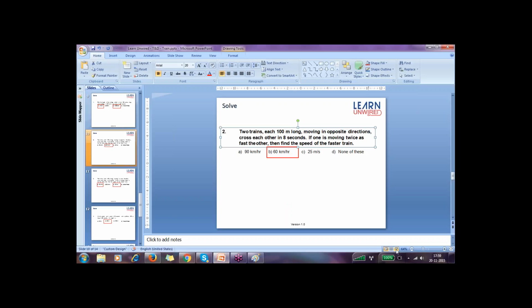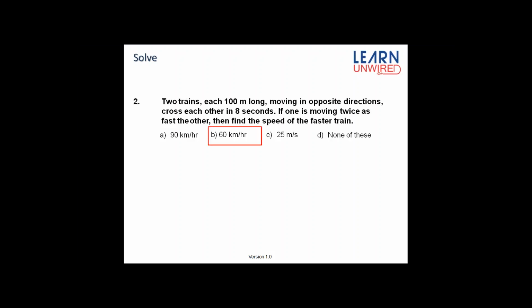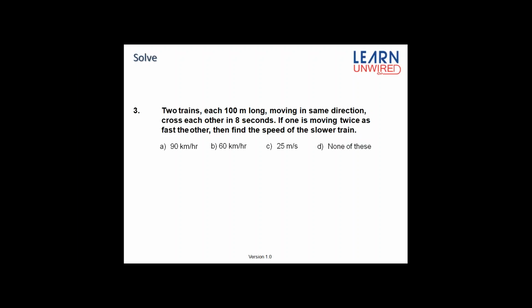So here if you see, the answer is 60 kilometers per hour. I would like you all to do this problem. This is similar to the previous problem. Only the change is that both the trains are moving in the same direction and we have to find the speed of the slower train. Okay, I give you 2 minutes. Do it and write the answer in the chat window.